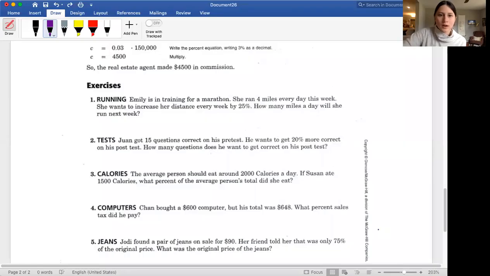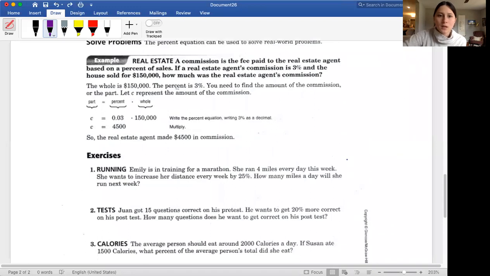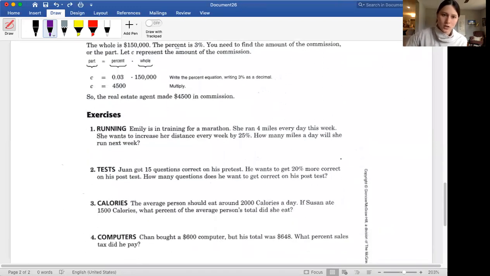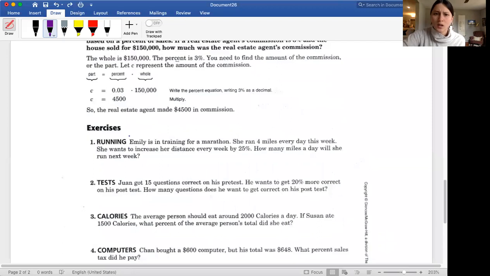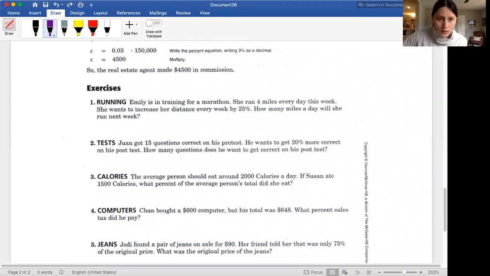All right, let's take a look at the back. So what we're doing here is taking a look at real world problems and using the same equation to find out our answer. So what we need to decide when we're reading the problem is what's our part, what's our total, and what is our percentage. So let's look at number 1 together.